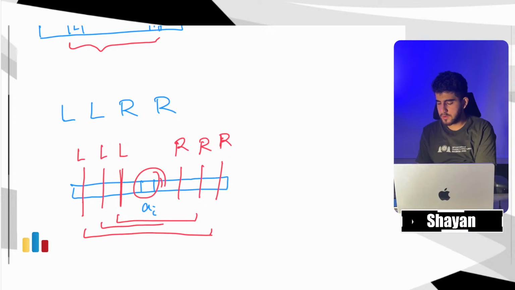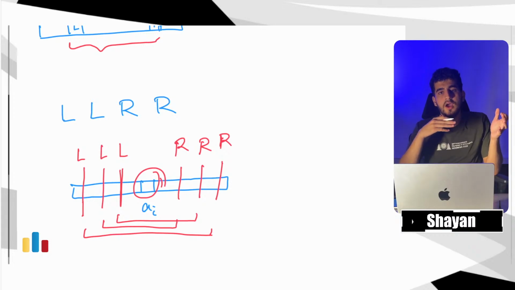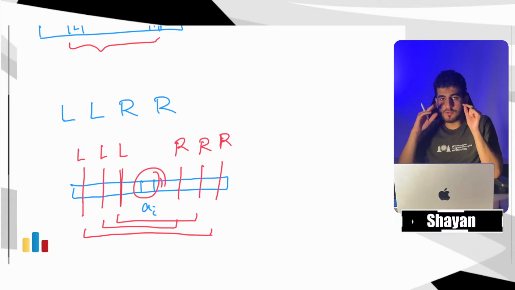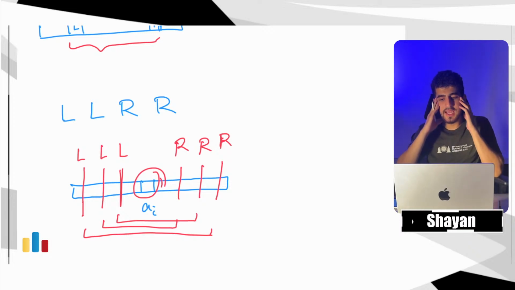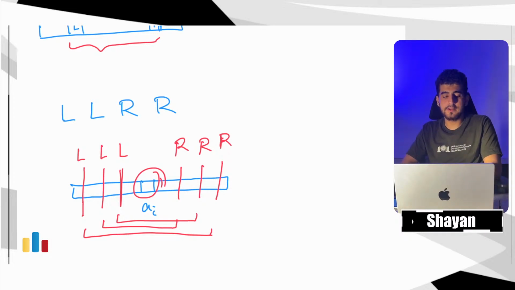They can be matched anyway. But if you just know how many L's are chosen to the left of them and how many R's are chosen to the right of them, how many intervals do you have such that their L is to the left of them and their R is to the right of them? If you can find that out, then you know how many times A sub I is counted.